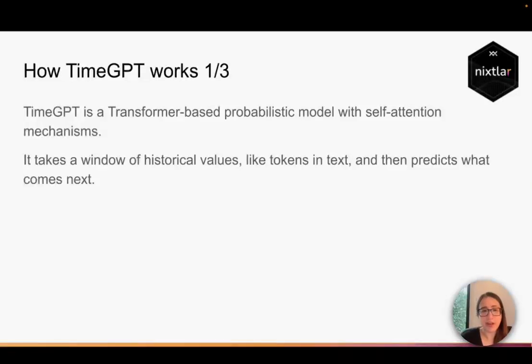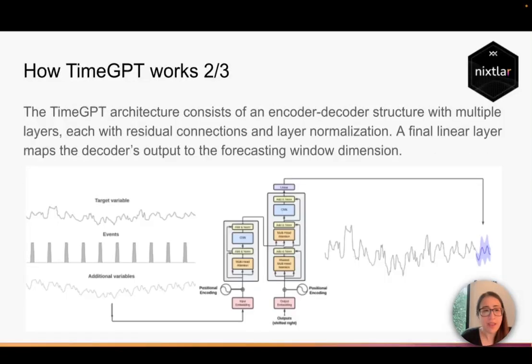TimeGPT, in particular, is a transformer-based probabilistic model with self-attention mechanism. It takes a window of historical values, like tokens in text, and then predicts what comes next. The TimeGPT architecture consists of an encoder-decoder structure, like this one, with multiple layers, each with residual connections and layer normalization. A final layer maps the decoder's output to the forecasting window dimension.